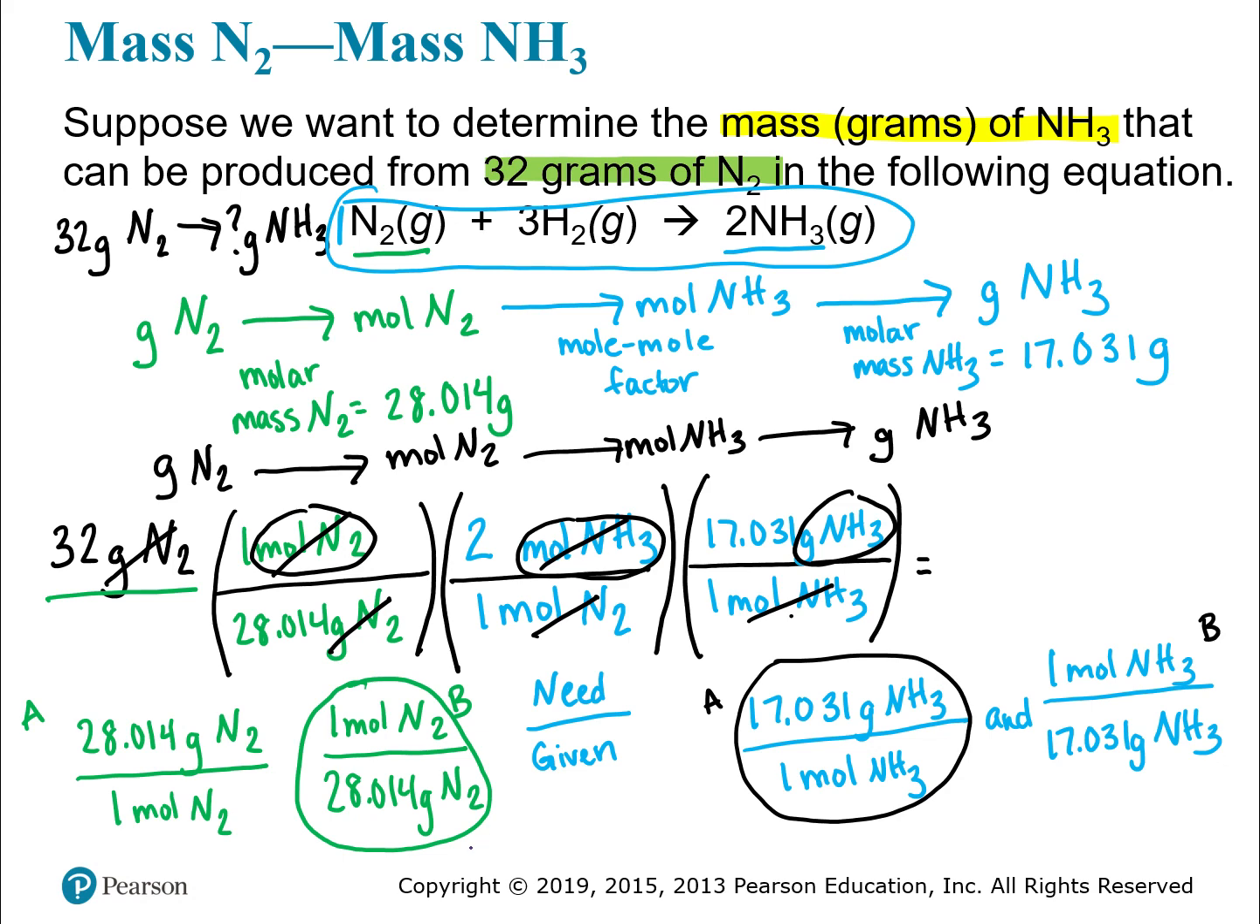What we do here is 32 divided by the molar mass of the nitrogen gas, multiplied by 2. We're technically dividing by 1 here, but it's not going to change the number. And then you're multiplying by 17.031, which is the molar mass of the ammonia.